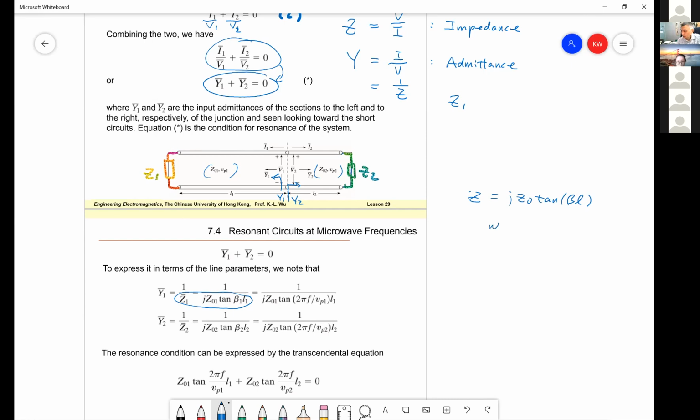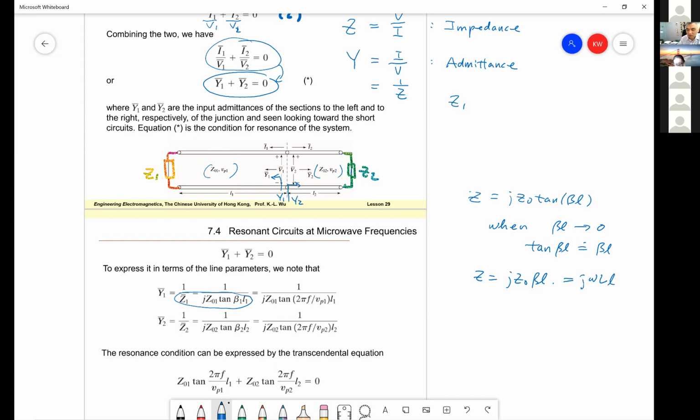The load one, beta L is very, very short, so tangent beta L equals beta L. That means Z equals j Z0 times beta L, which equals j omega L times the short length. If I call this L, a very short, short-circuited transmission line is equivalent to an inductor.